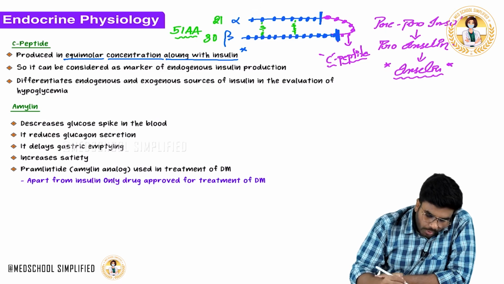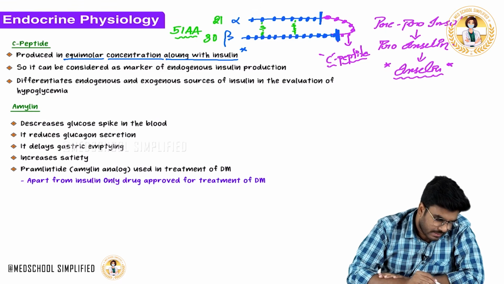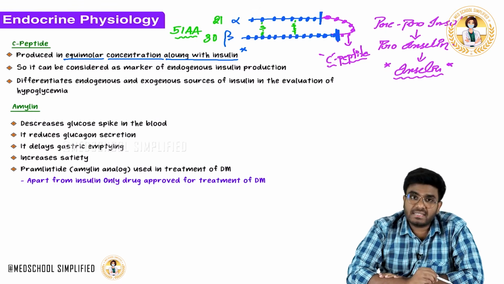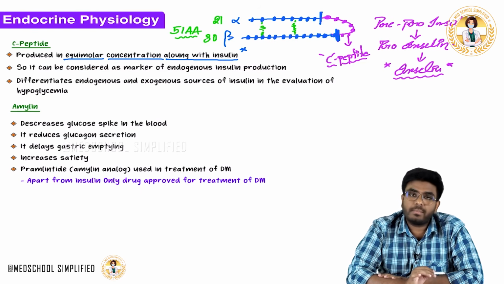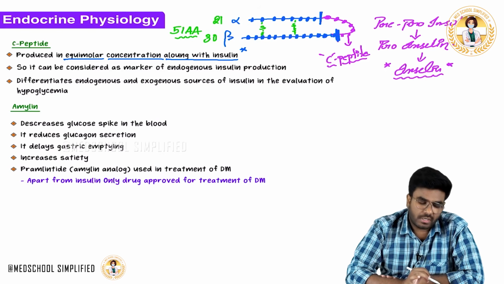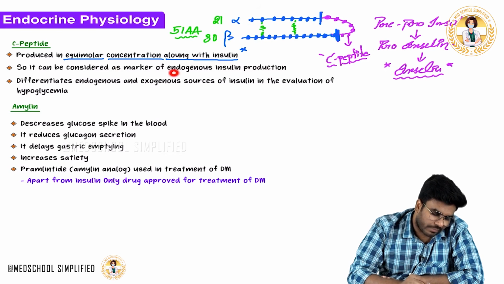Now, what is the importance of the C-peptide? See guys, the C-peptide is considered a marker of endogenous insulin production. So what exactly do I mean by this? Marker of endogenous insulin production.